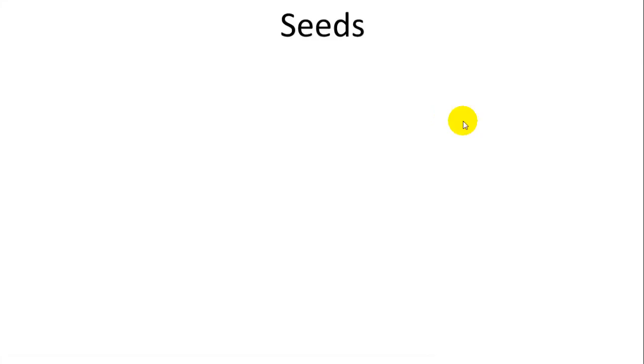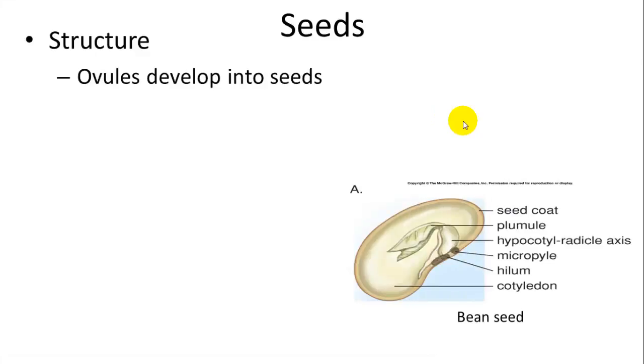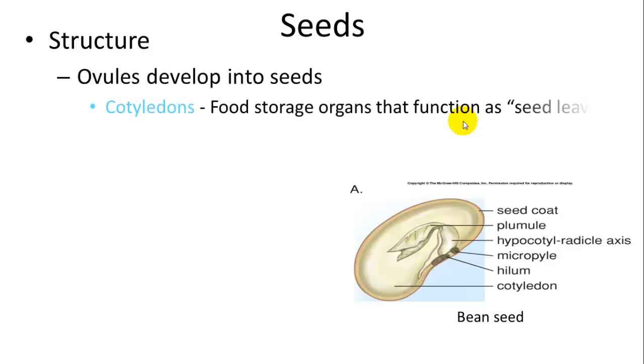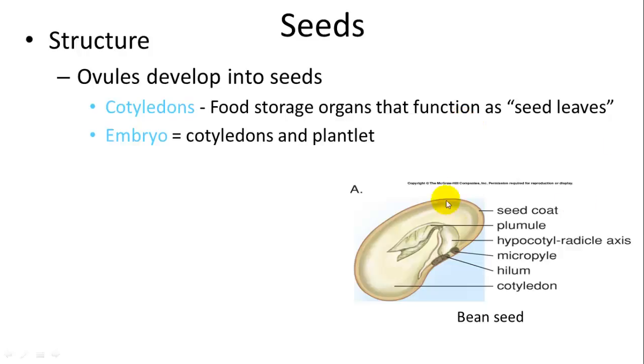So, the structure of seeds. The ovules are what develop into seeds after they've been fertilized. The cotyledons are the food storage organs. Again, you can have 1 or 2 cotyledons, depending on whether it's a monocot or dicot. And the embryo then contains the cotyledon and the plant together. So this is the embryo.